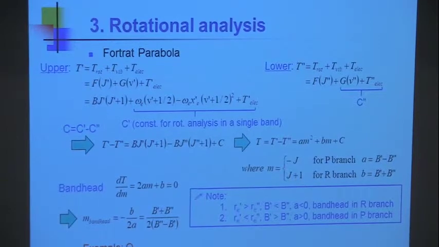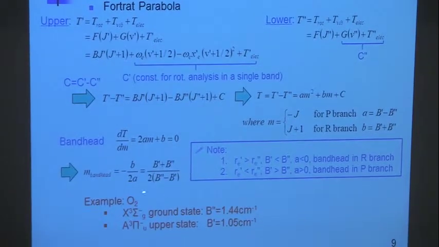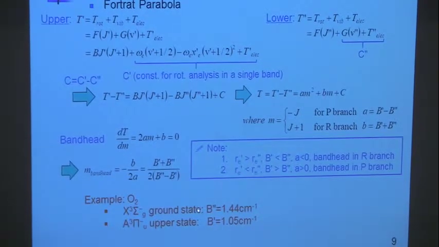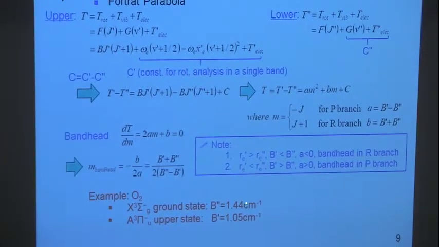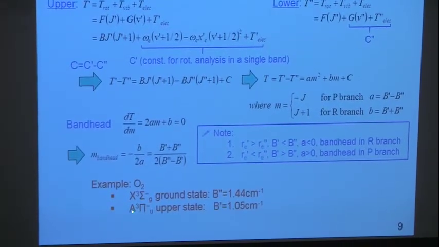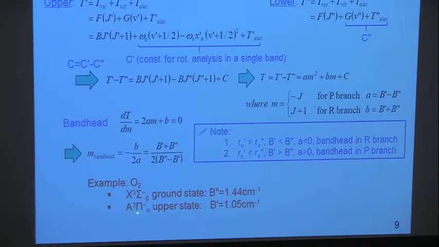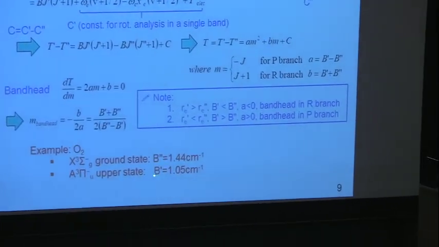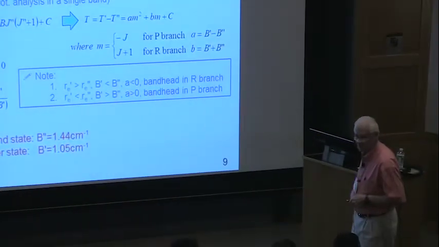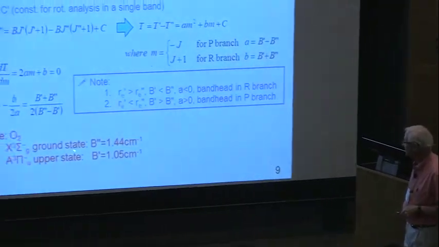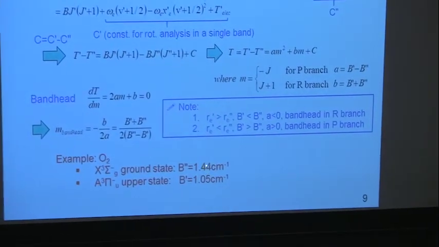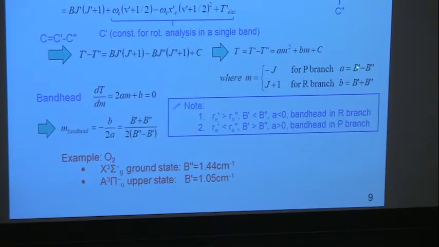Here's an example. Here's oxygen. The ground state has a value of B double prime of 1.44. The first electronic state that we care about, because it has the same 3, has a value of B that is quite a bit smaller. Now, because of that delta B up here, big difference, you can have a band head at very low J's.